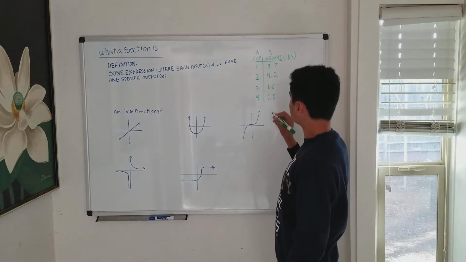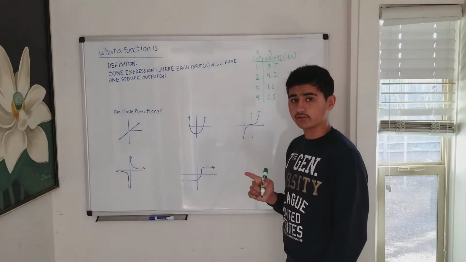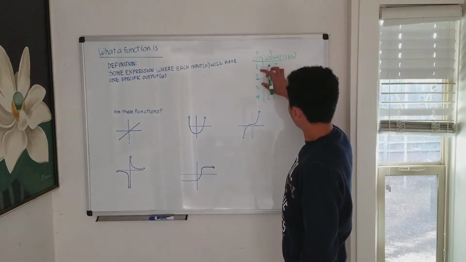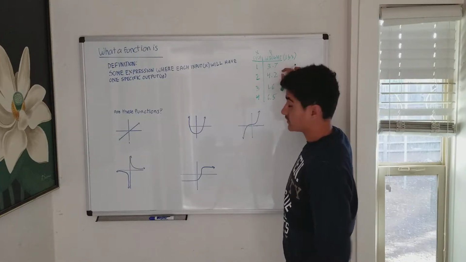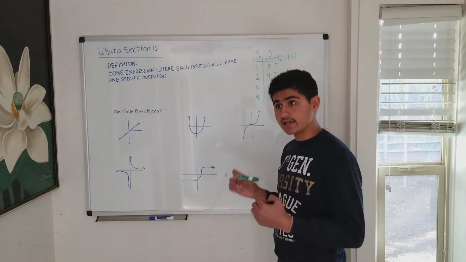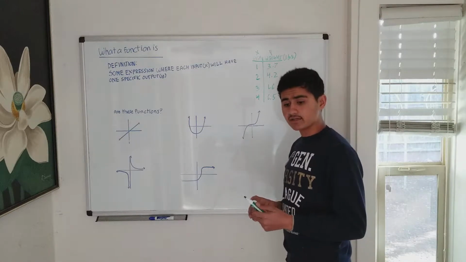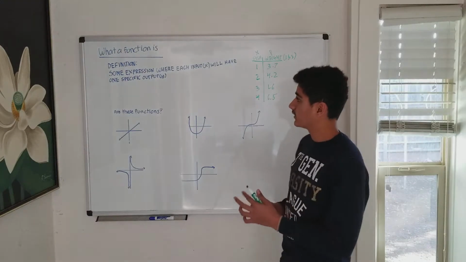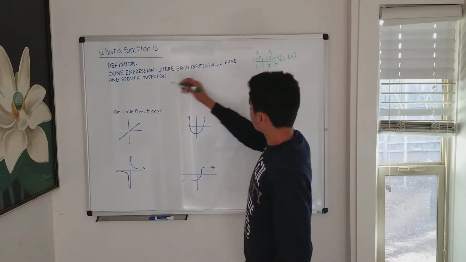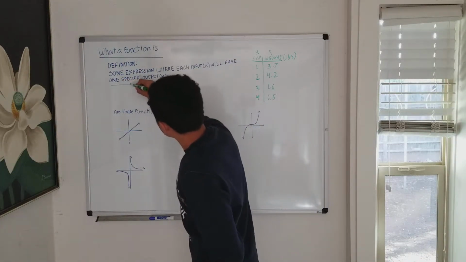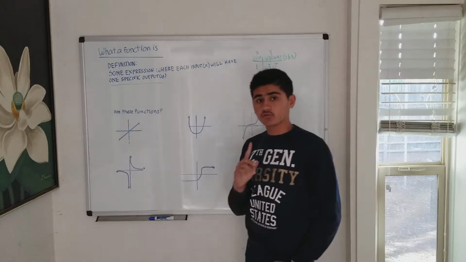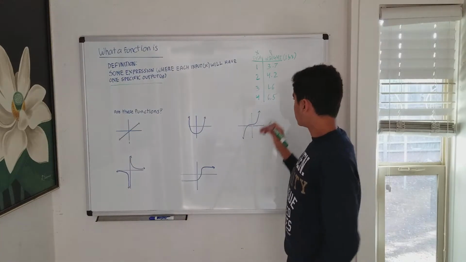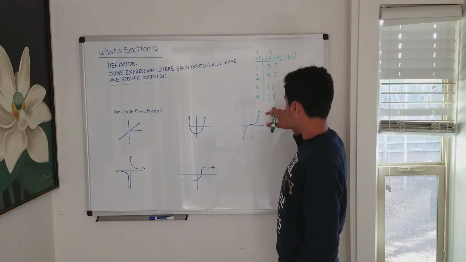So anyway, these all have one specific value. So fish number 1 has a weight of 3.7. It doesn't have a weight of 3.7 and 4.5 pounds because you can't have 2 different outputs. Because according to our definition, it has one specific output. Not multiple, just one specific output. So each of these has one specific output.